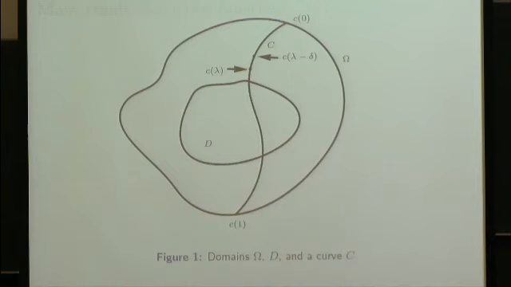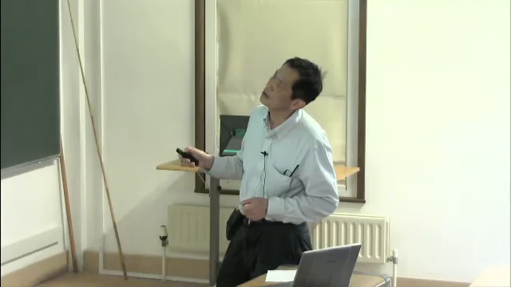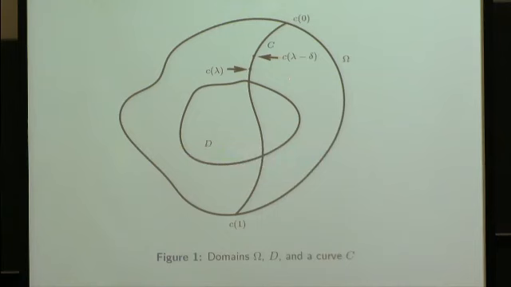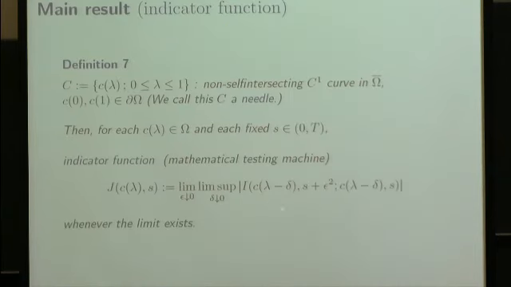So let me show you by some picture. Here's the C lambda along this needle. So needle is this one. It's just a non-self-intersecting curve joining the 2 points of the boundary of omega. So C lambda is a point on this curve, and then I consider a nearby point, C lambda minus delta. Delta is very small. And then for this C lambda delta, I am considering this pre-indicator function, and then take the limit with respect to delta and also epsilon.